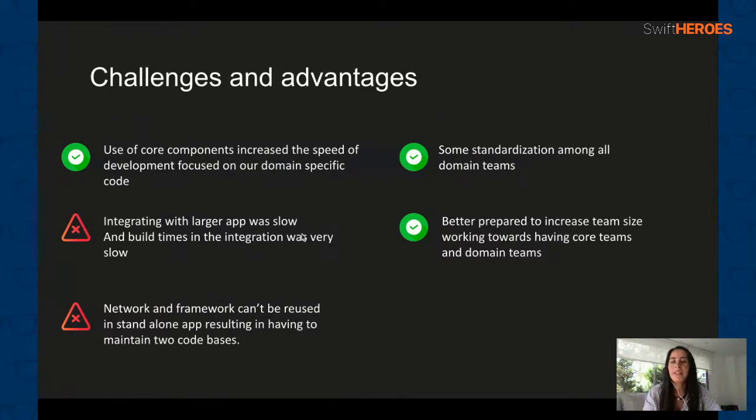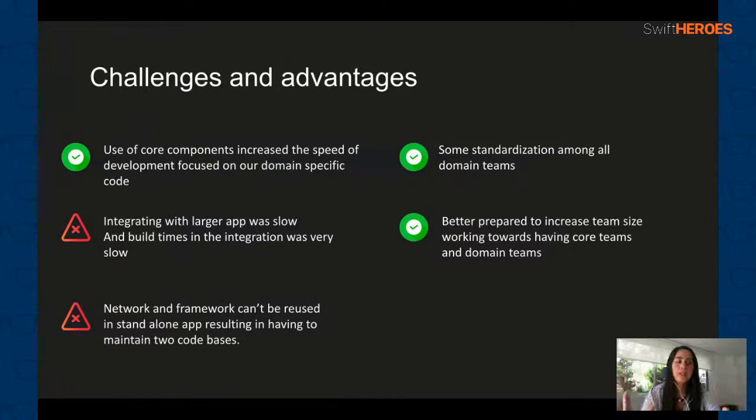In this case, by having these core frameworks and domain frameworks and having a main application that's kind of like the skeleton, that makes integrating a little bit slow. So the build times could be very, very slow. You had to be very patient whenever you tried to integrate everything to the skeleton app. But if you were working just on the domain framework, in our domain specific framework, the build time was pretty quick, and you didn't have to worry about what the other teams were doing.